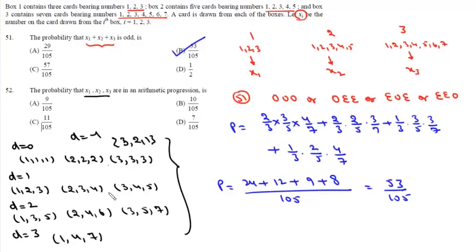Now it will be this 3, 3 and 3, 9, 9 plus 2, 11. So total number of ways in which we can choose x1, x2, x3 in AP is 11. So this required probability will be 11 upon the total number of ways of choosing them. For the first one it is 3, for the second one it is 5, and then it is 7. So it will be this 11 upon 105. And that's your option C.